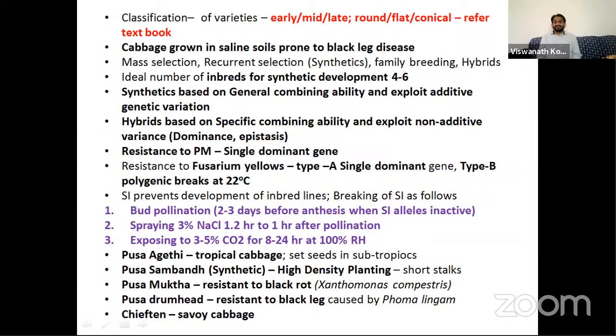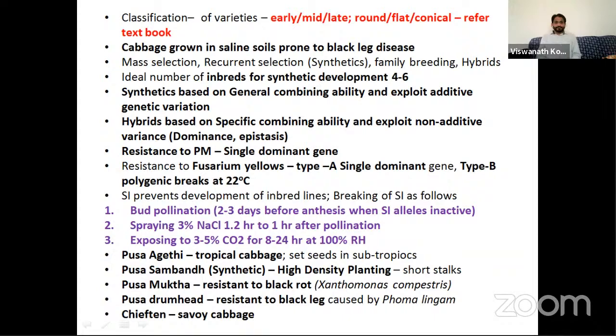So at the bud stage, 2 to 3 days before anthesis, we have to do the pollination. Otherwise, we can spray 3% sodium chloride 1 to 2 hours after the pollination, or we can expose the stigmas to 3 to 5% CO2 for 8 to 24 hours at 100% relative humidity. These three methods can be followed to overcome the self-incompatibility in cabbage.